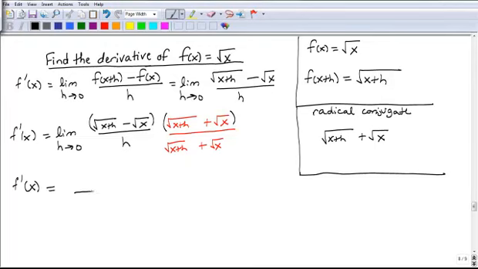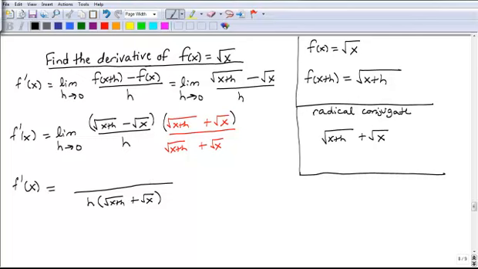But I'm going to leave the bottom just like it sits, h times square root of x plus h plus square root of x. Because I'm just trying to cancel that h out of the bottom, and if I distribute it in there, it'll be harder to see where to cancel it. So I'm going to leave the h out on the bottom, so it'll be easier for me to cancel it. I'm going to have to work out the top so I can try to get an h to pop out to cancel the one on the bottom.